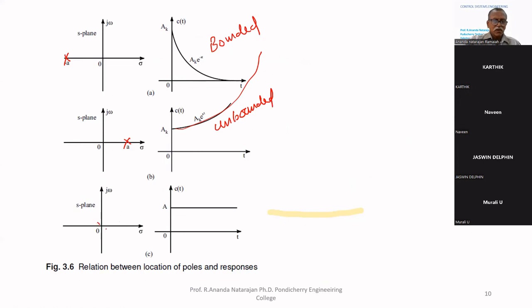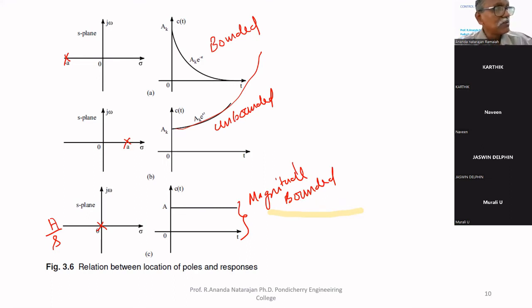Here, the pole is at the origin. What is the response? Step output. The system is 1 by S or A by S. Impulse response is step output. Here, magnitude bounded. But if you see the energy, if you integrate up to infinity, energy becomes infinity. If the magnitude is bounded, then we can say the system is stable.